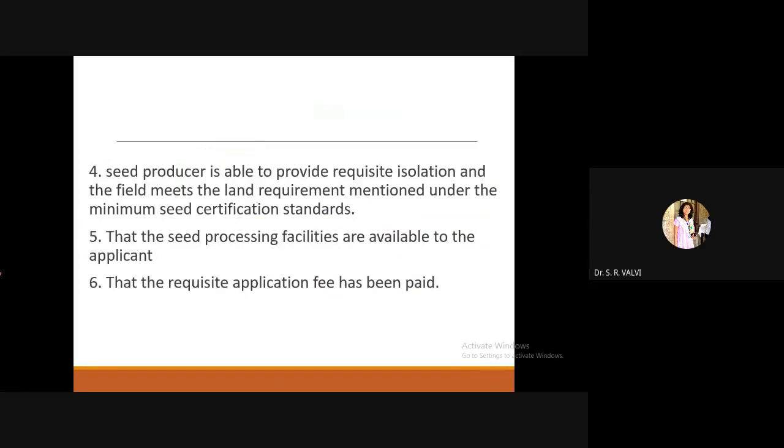Then next, the seed producer is able to provide the requisite isolation and meet the land requirement. Yes. Okay. So they should provide the requisite isolation.